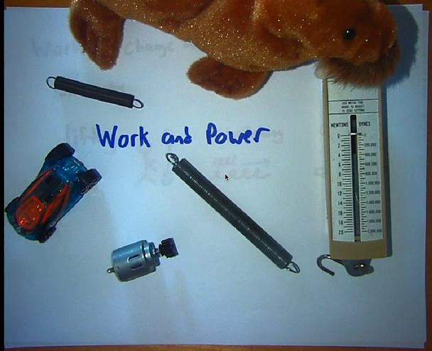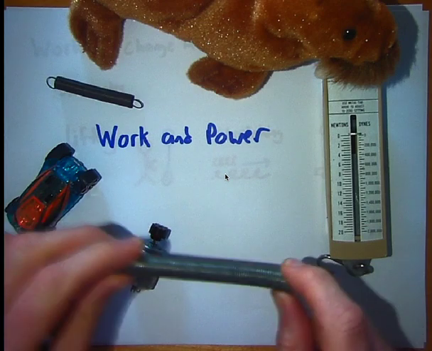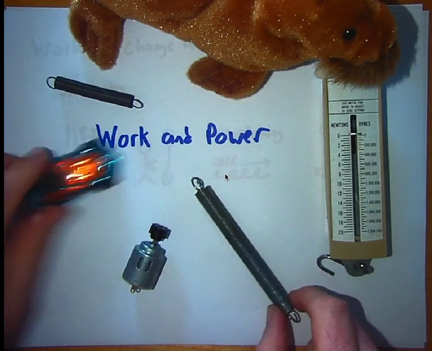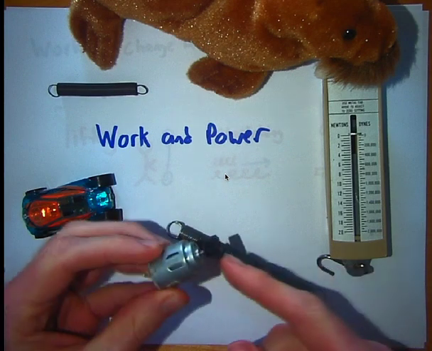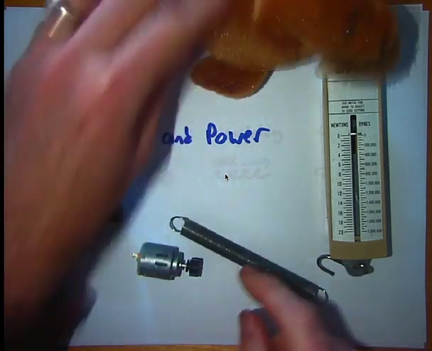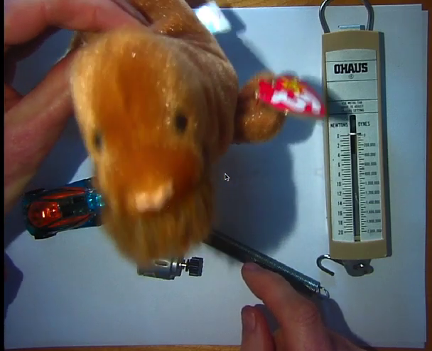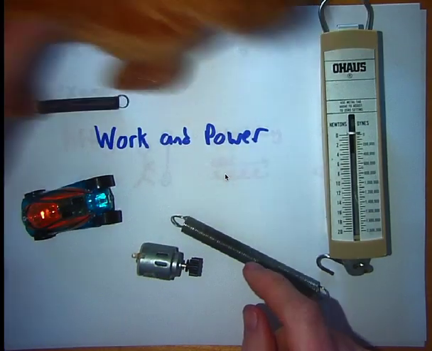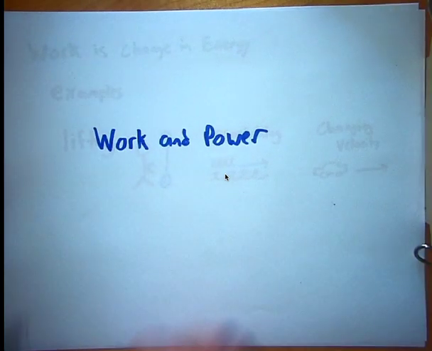This video is going to be about work and power and how those things are related. We'll lift things, stretch some springs, maybe race a car around. Here's a motor spinning around, and here's a walrus. I'm not really sure why the walrus is here, but anyways, there we go. We'll start off with some basic definitions first, and then we'll get into some examples.